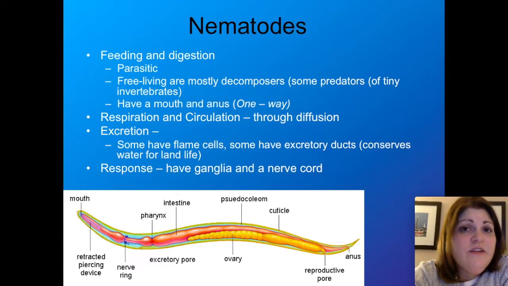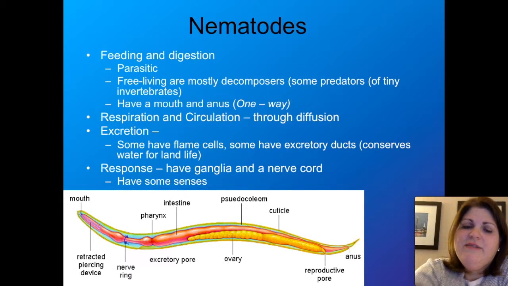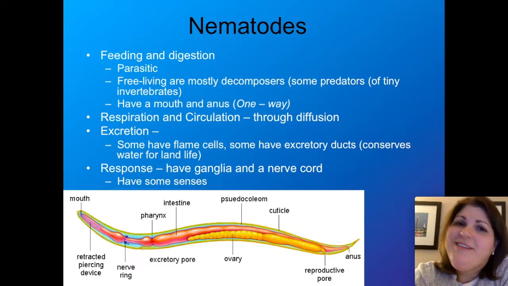They have ganglia and nerve cord, and very limited sensibilities depending upon where they live, of course. Pause here if you need to.